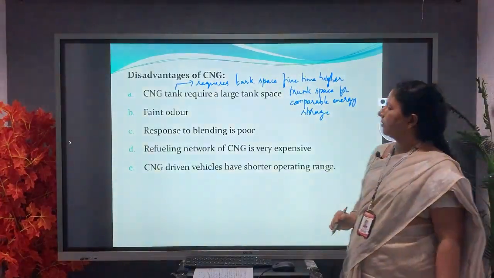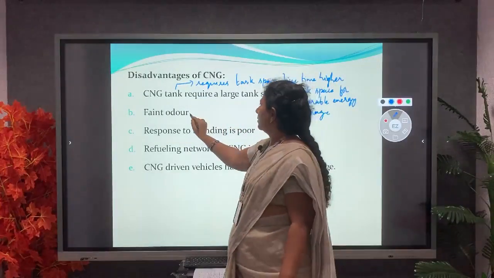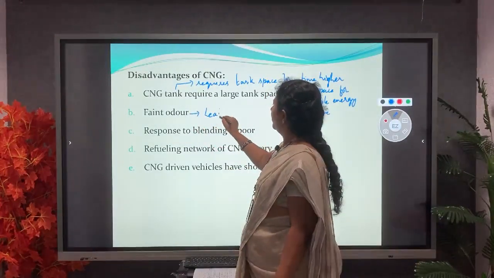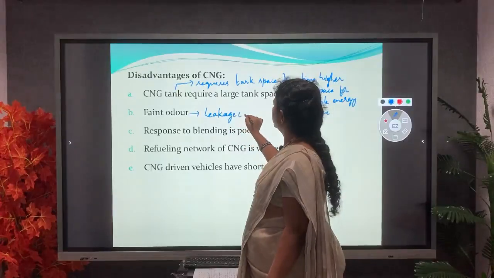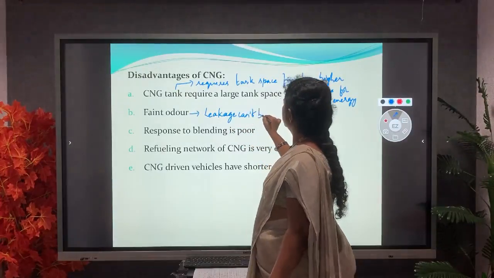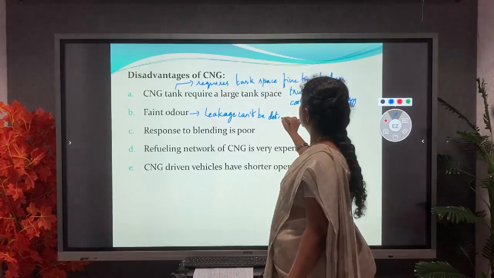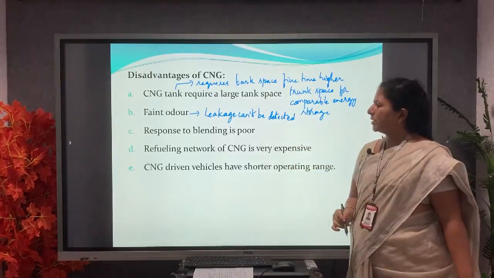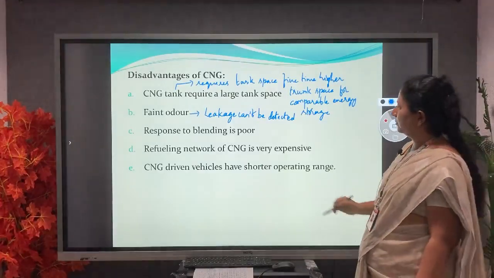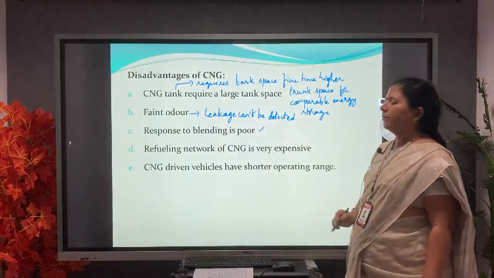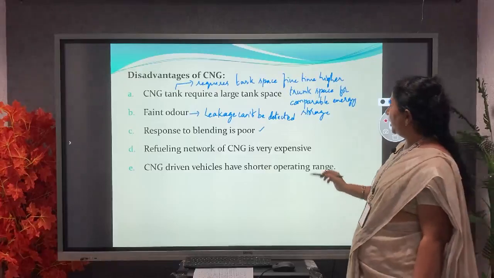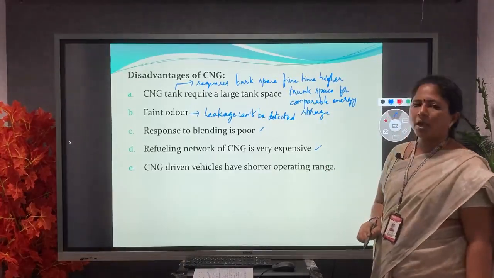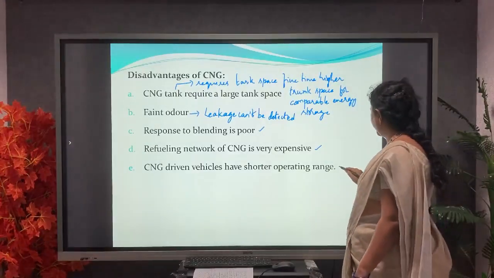It has a faint odor. That's why leakage can't be detected. Response to blending is poor. Refueling network of CNG is very expensive. CNG driven vehicles have shorter operating range.